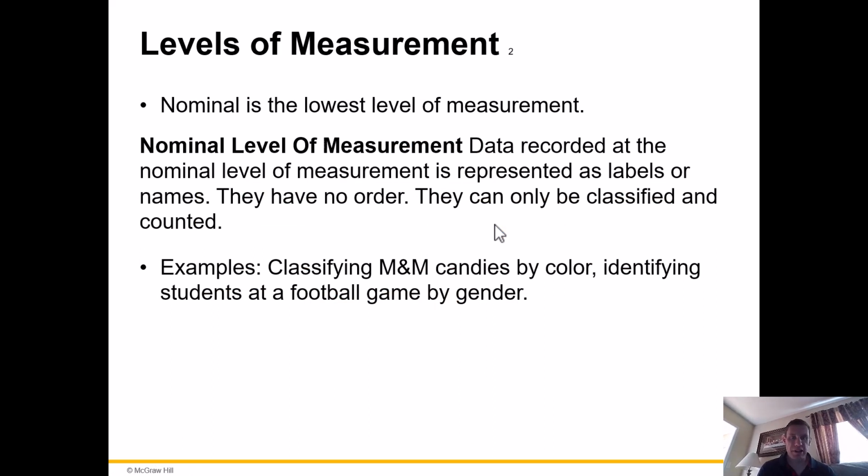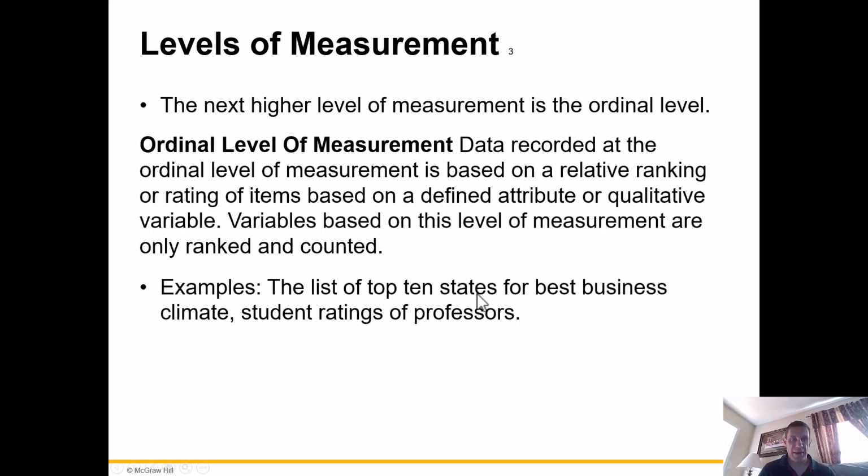So nominal, this is the lowest level of measurement. Data recorded at the nominal level is represented as labels or names. You heard me say names earlier. They don't really have any order. It's not like one name is better than the other. They can only be classified and counted. So examples could be classifying M&M candies by color. Doesn't mean that red is better than green or blue is better than yellow, and so on. Or identifying students at a football game by gender could also be an example.